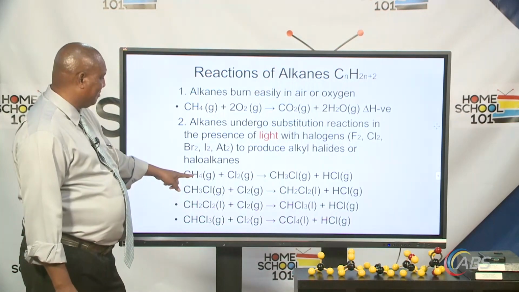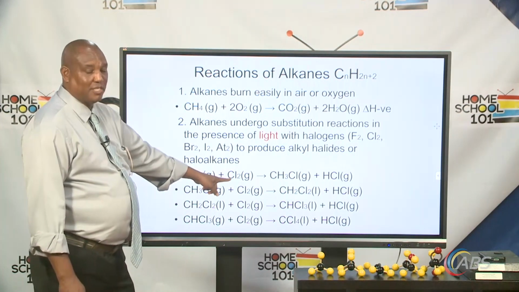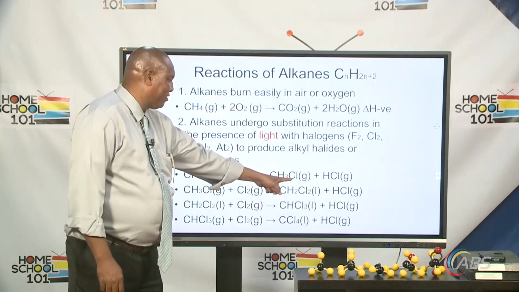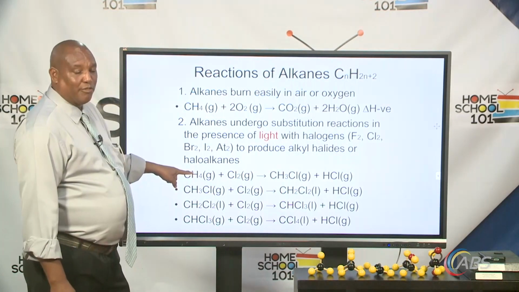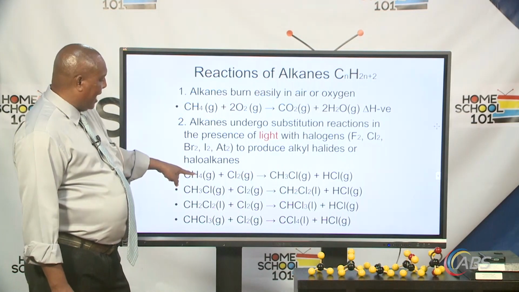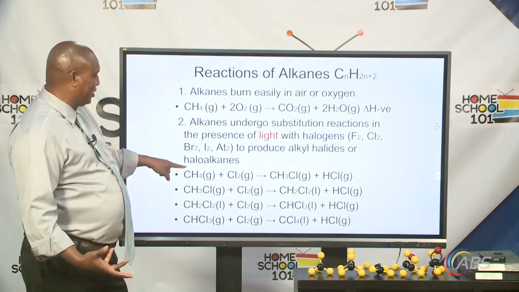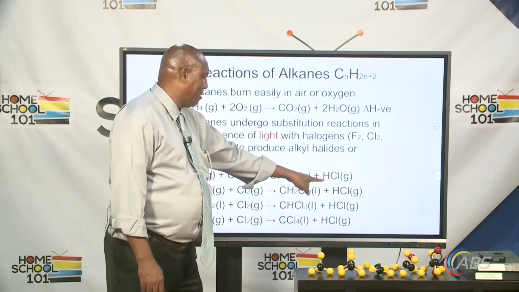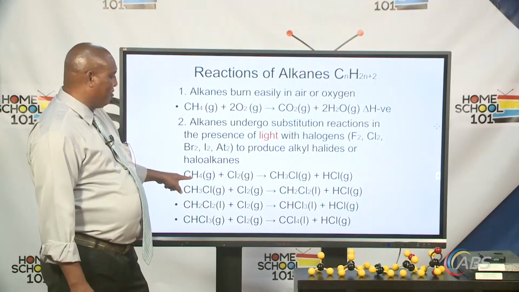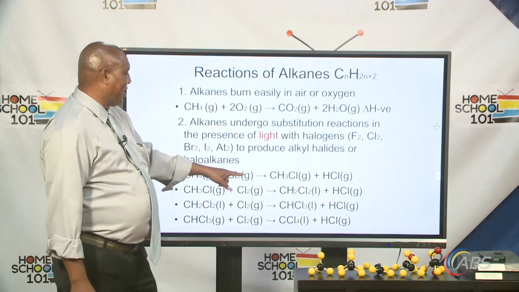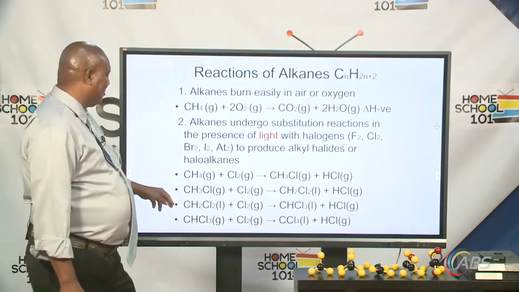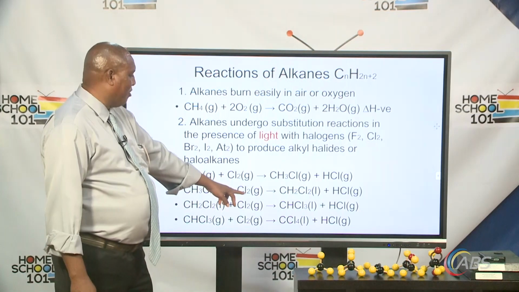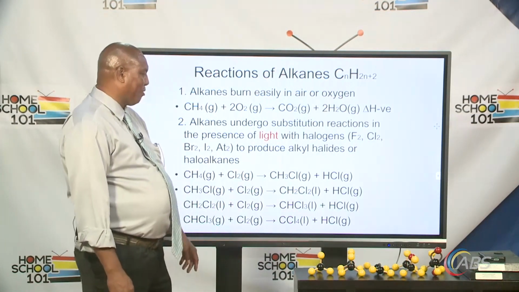So methane reacts with chlorine. The chlorine splits up to give us 2 atoms of chlorine. One of those atoms of chlorine then replaces, or substitutes, one of the hydrogens in methane, and the other chlorine bonds with the hydrogen that is removed from methane. So here we have monochloromethane, and then monochloromethane, mono meaning one, reacts with more chlorine to produce dichloromethane.